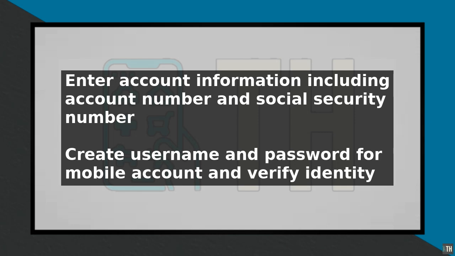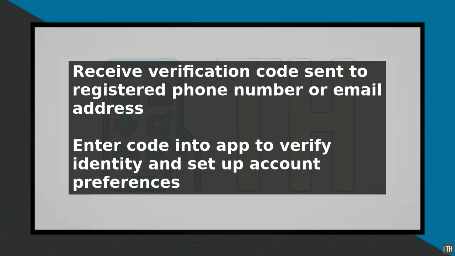To add accounts to your mobile app, click on the Add Account button and enter the account information for the account you want to add. You can add multiple accounts, including checking and savings accounts, credit cards, and loans. You can also set up bill pay and transfer funds between accounts.